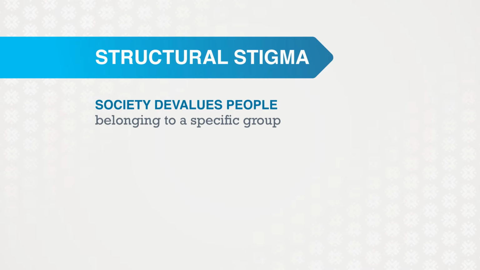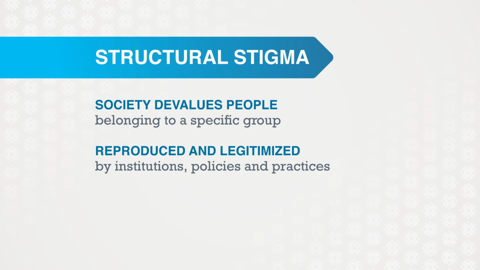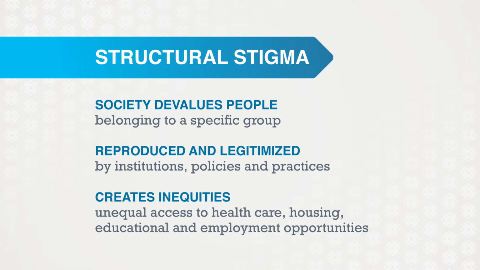Structural stigma occurs when society devalues people belonging to a specific group, and this devaluation is reproduced and legitimized by institutions, policies, and practices that discriminate against them. This creates inequities, including unequal access to healthcare, housing, as well as educational and employment opportunities. An example of structural stigma is ignoring people who use substances or not providing them with access to care.